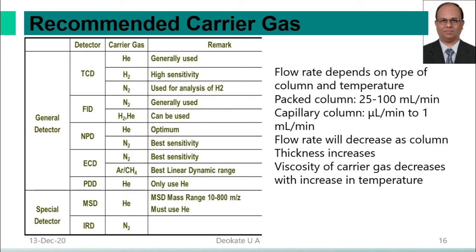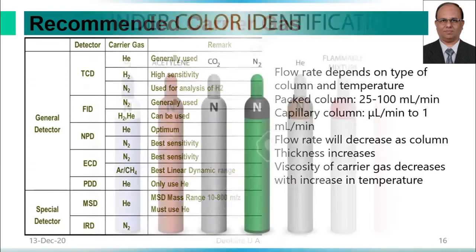So these are the various carrier gases used in the gas chromatographic instrument, which depends upon the detector which is employed. The flow rate depends on the type of column and the temperature of the column. For the packed column, a 25 to 100 ml per minute flow rate is desirable. For the capillary column, the flow rate is less than 1 microliter to 1 ml per minute. Flow rate will decrease as the column thickness increases. Viscosity of carrier gas increases with an increase in temperature. So all characteristics of the carrier gas must be considered when we are selecting the flow rate.